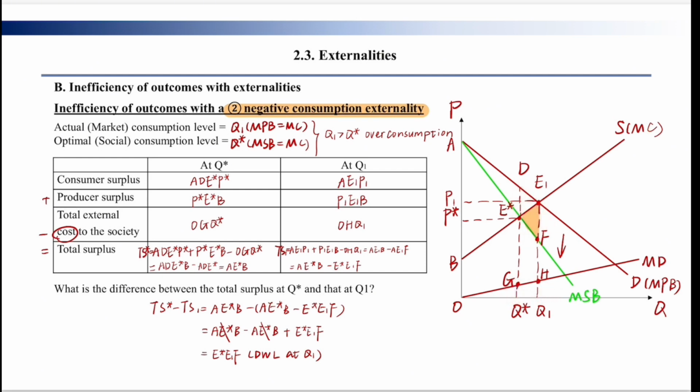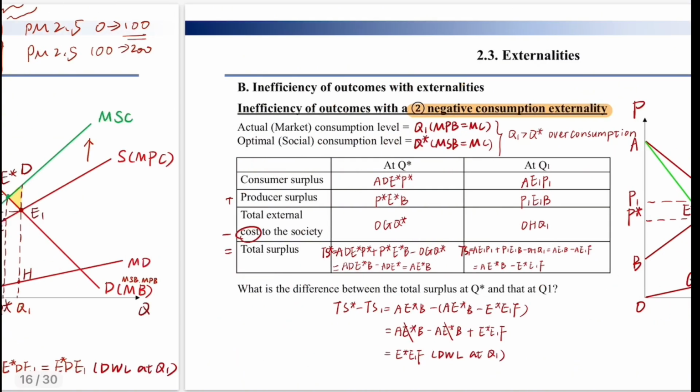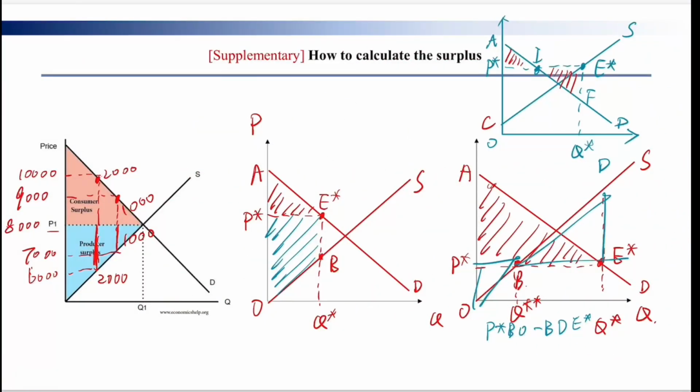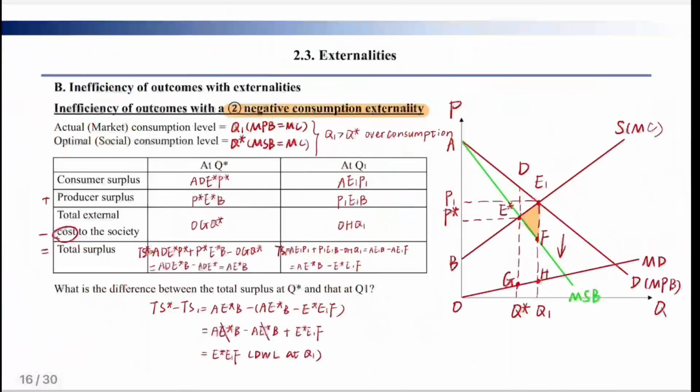Okay, let's see how much the consumer surplus is at the Q star level, as we talked about here. If you don't understand, you can take a look at these slides. So at the Q star level, the consumer surplus, you need to consider the right-hand side of the Q star. The consumer surplus is this trapezoid, and the producer surplus is this triangle. And the total external cost to the society, or we said the total damage, is this triangle.